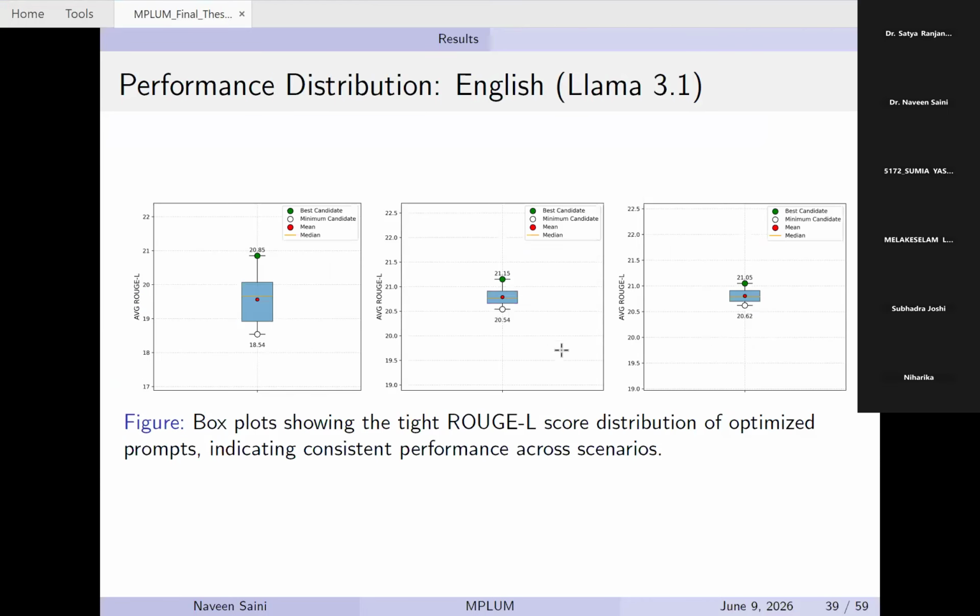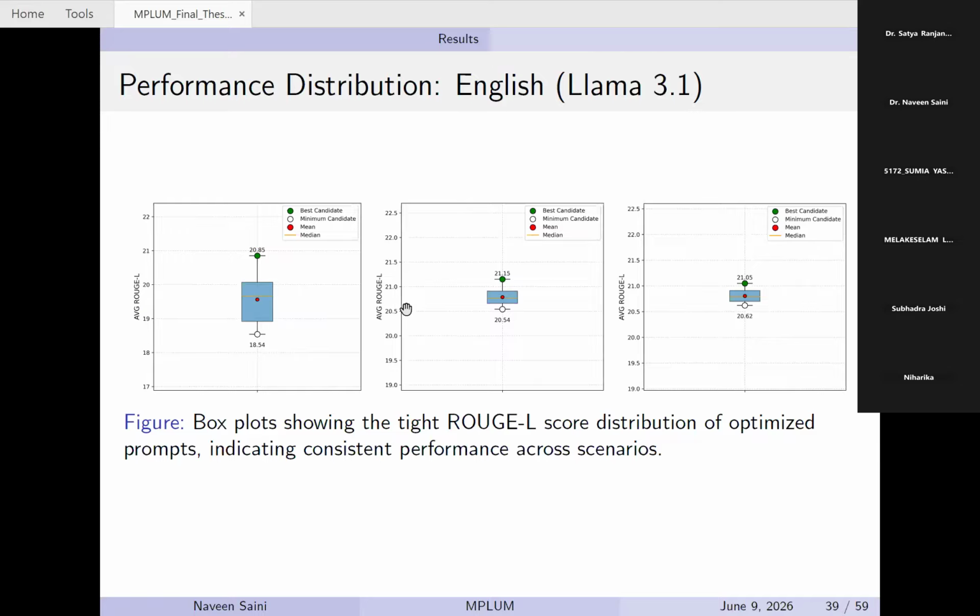We can discuss later if the question permits. The question is there: obviously, we have to find the best solution among them. So this is the range of scores we have shown using the box plot. This is the average score on the English language, 18.54 to 20.85. This is the median. You can see the average score is approximately 19.95.